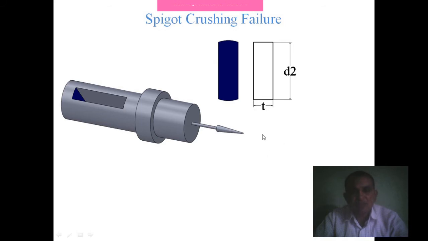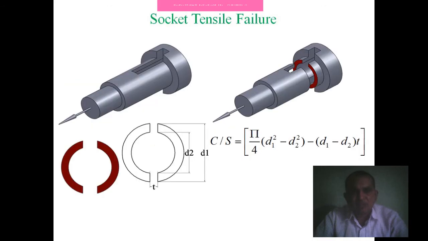The crushing stress is always equal to the tensile stress in some static load conditions, depending on the application. So with the cross-sectional area D2 into T, sigma C is equal to force divided by the cross-section area, D2 into T. So these are the three failures that occur in the spigot.